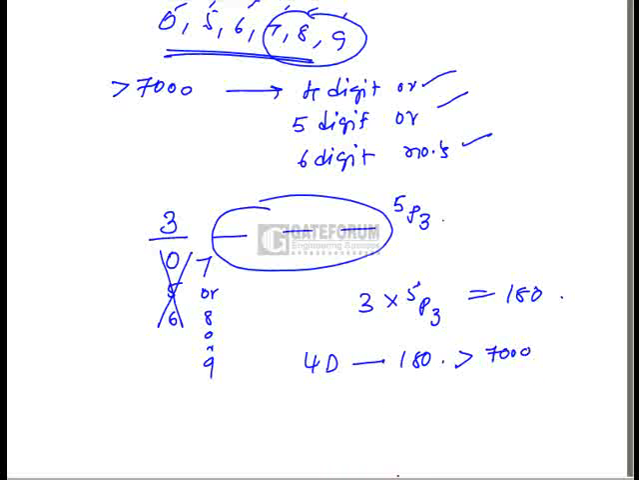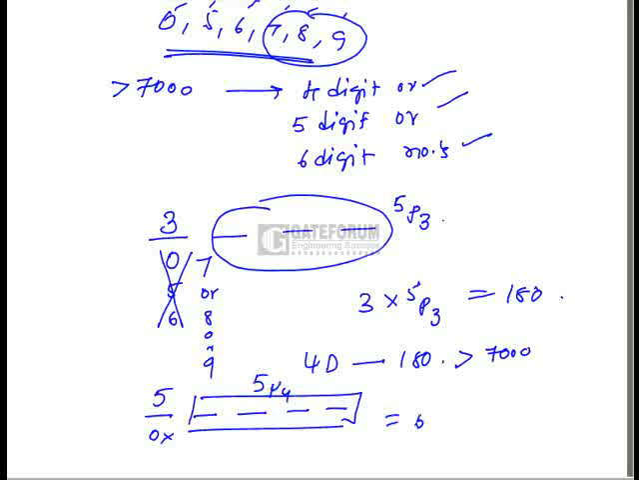Now similarly, let us see for 5-digit numbers. If we need a 5-digit number greater than 7,000, all the 5-digit numbers will be greater than 7,000. But if it is a 5-digit number, the first digit cannot be 0. So this first place can be filled by the remaining 5 digits, and the remaining 4 places can be filled in 5P4 ways, which is nothing but 5 into 5P4. If we simplify, it is nothing but 600.